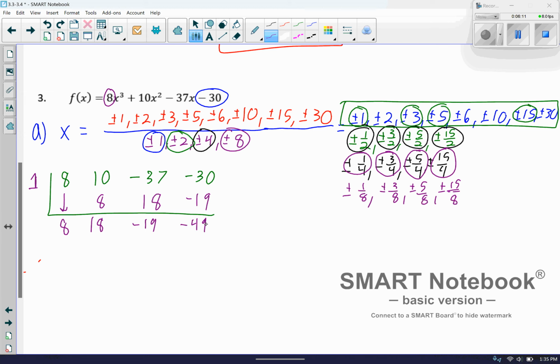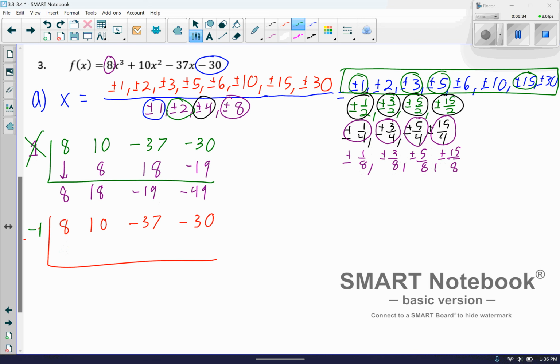So I did not get a remainder of 0. That's what typically is going to happen. Typically they're not going to work. So that one didn't work, and now we need to try a different number. Let's try -1. Maybe -1 will work for us. By the way, I'm just going to scratch that out. So what about -1?